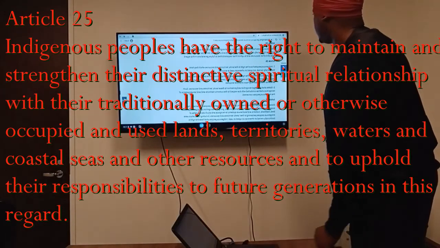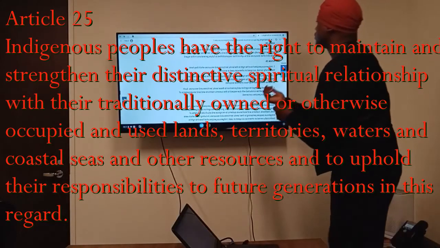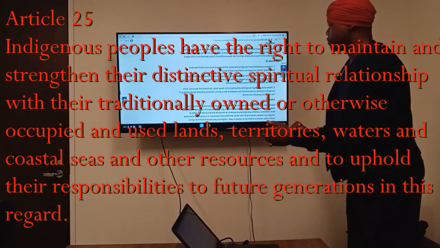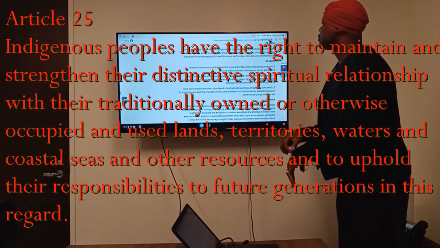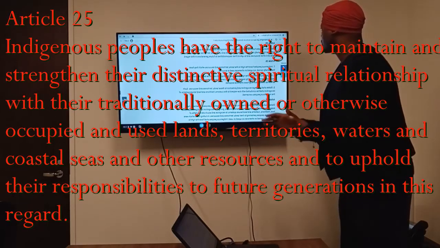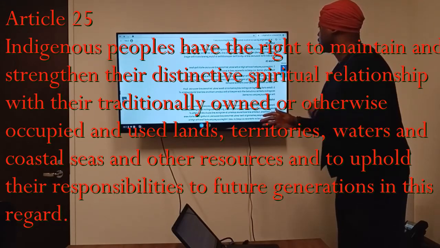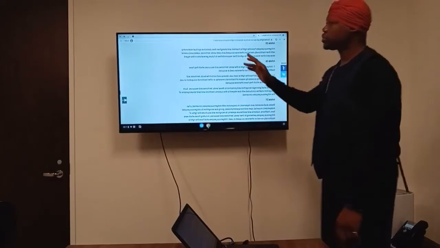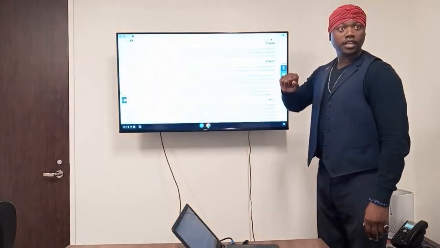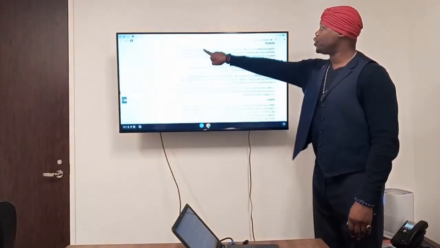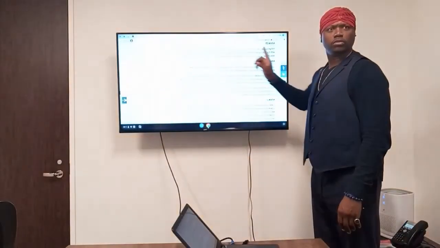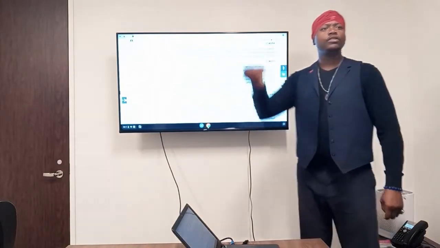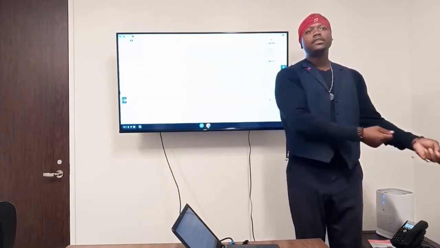Article 25. Indigenous peoples have the right to maintain and strengthen their distinctive spiritual relationship with their traditionally owned or otherwise occupied and used lands, territories, waters, and coastal seas, and other resources, and to uphold the responsibilities to future generations in this regard. It just told you, these are your lands, these are your territories, these are your waters, and these are your coastal seas, Amity and maritime. There it is. We rule the air, the land, and the sea.